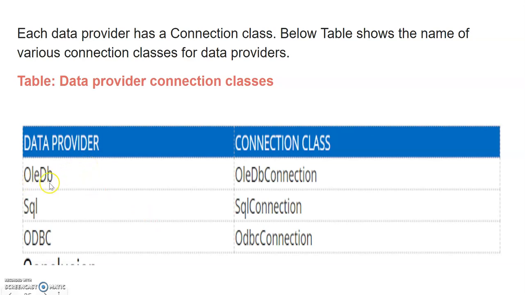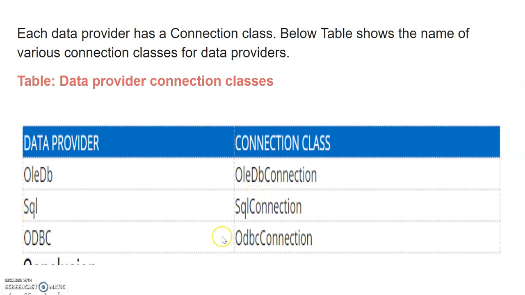It can deal with OLEDB, it can deal with SQL, it can deal with ODBC, even it can deal with Oracle also. So if the data provider is OLEDB, then the connection class will be OLEDB connection. All the other commands, even the namespaces, and whatever operations we perform, everywhere we will use this one, that is OLEDB connection, OLEDB command, OLEDB data reader, and so on.